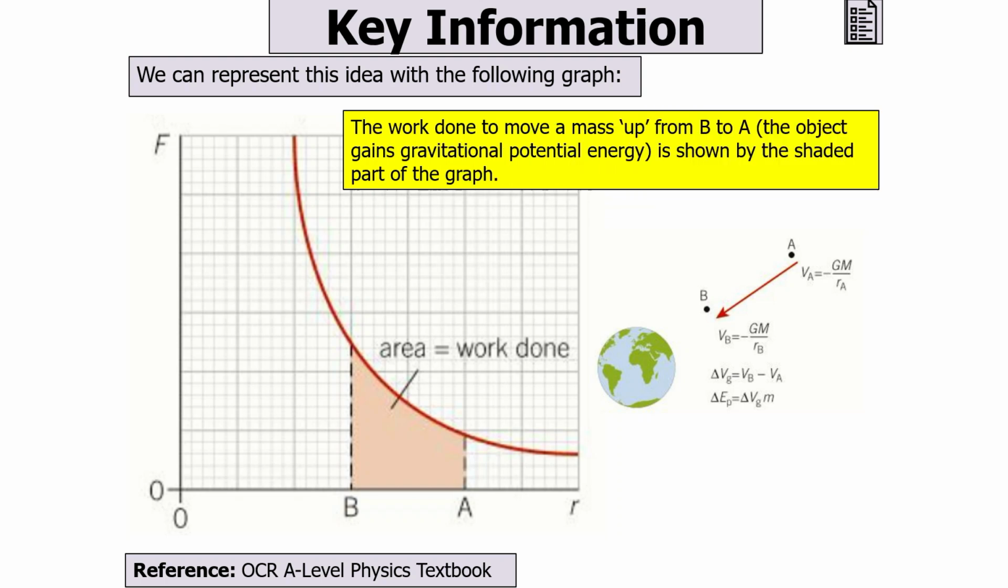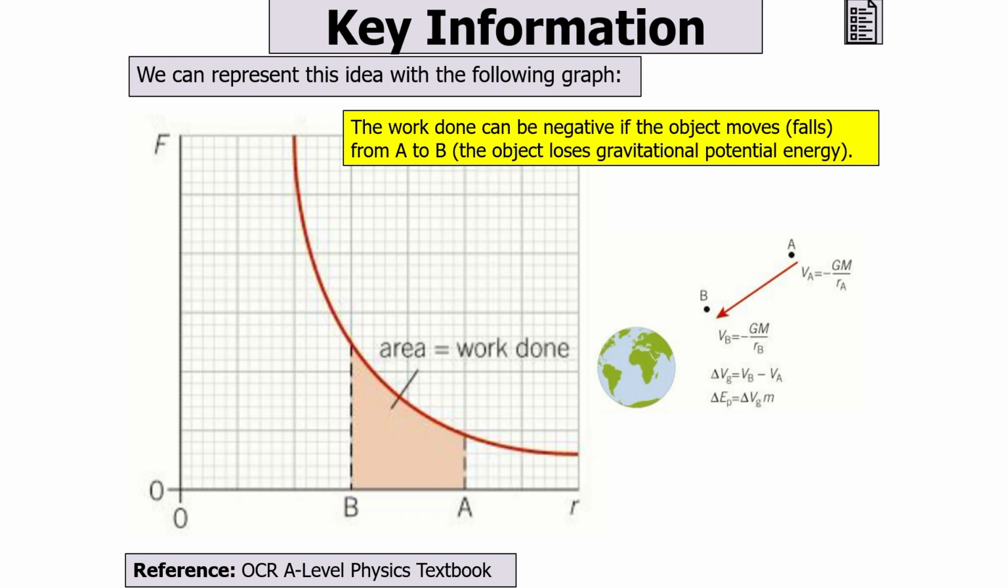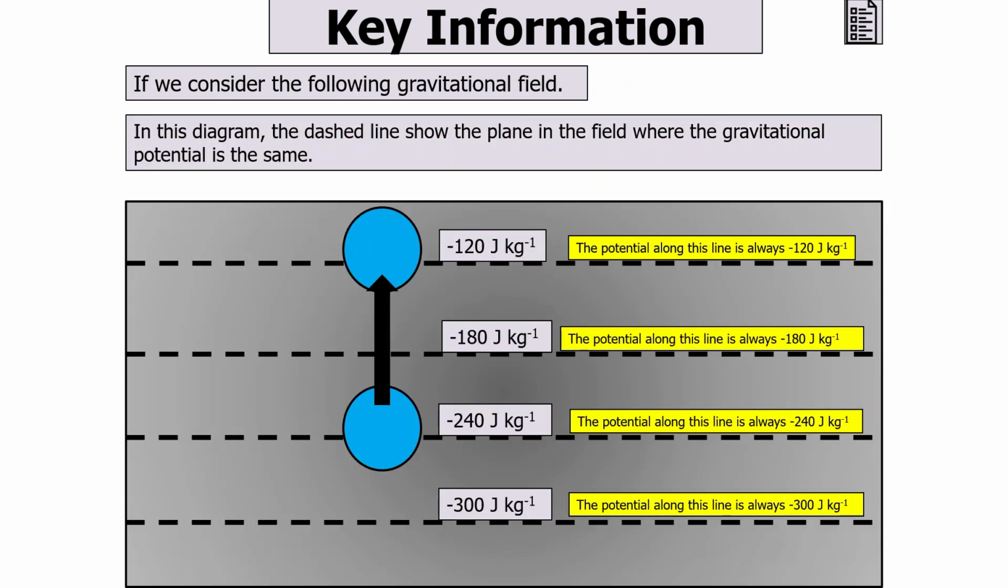The work done to move a mass up from B to A, i.e. the object gains gravitational potential energy, is shown by the shaded part of the graph. Now the work done can be negative if the object moves or falls from A to B and it loses gravitational potential energy. As we can see in these diagrams, the dashed lines show the plane of the gravitational field where the gravitational potential is the same.